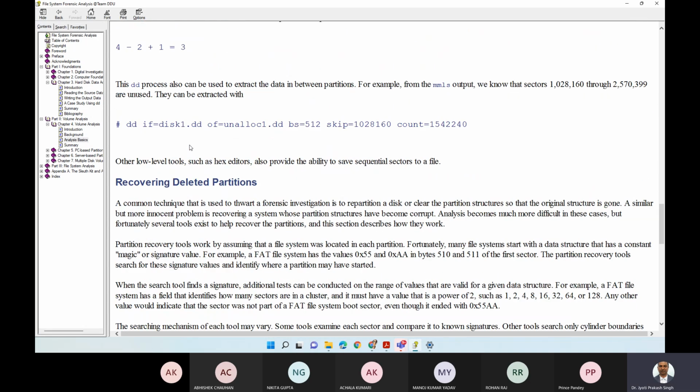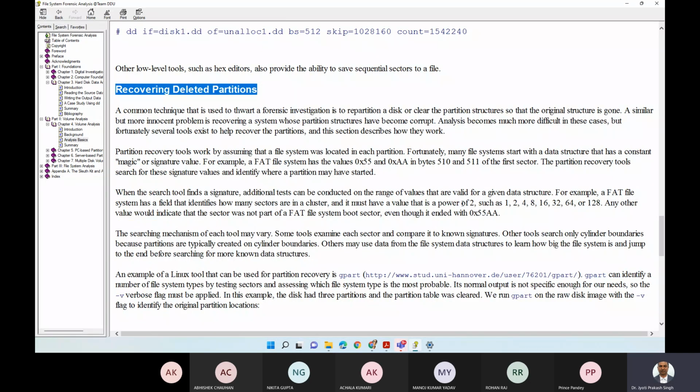So sometimes there are deleted partitions, so someone repartitions a disk or clears the partition structure so that the original structure is gone. A similar but more innocent problem is recovering a system whose partition structures have become corrupt. So in that case, analysis becomes much more difficult. But fortunately, several tools exist to help recover the partition, and this section describes how they work. So now I hope the question is clear to you.